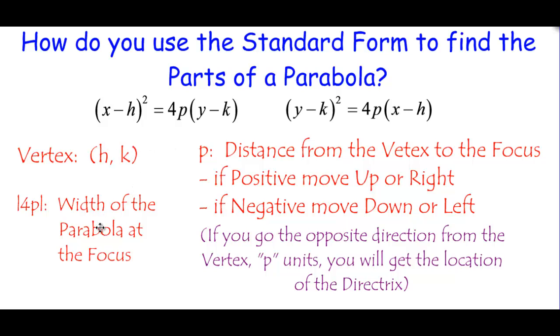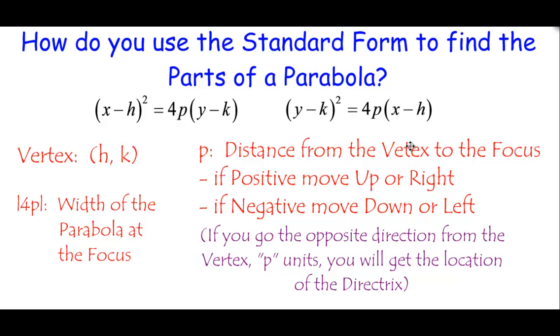And that'll help us get a more accurate graph. And p, like I said, is the most important part. P tells us the distance from the vertex to the focus. So if p is positive, we're going to either move up or right, because when our equation is positive, we get our normal up parabola, or in the case of left and right, a right parabola. If we have a negative value, it's going to be our downward facing parabola or our left facing parabola.